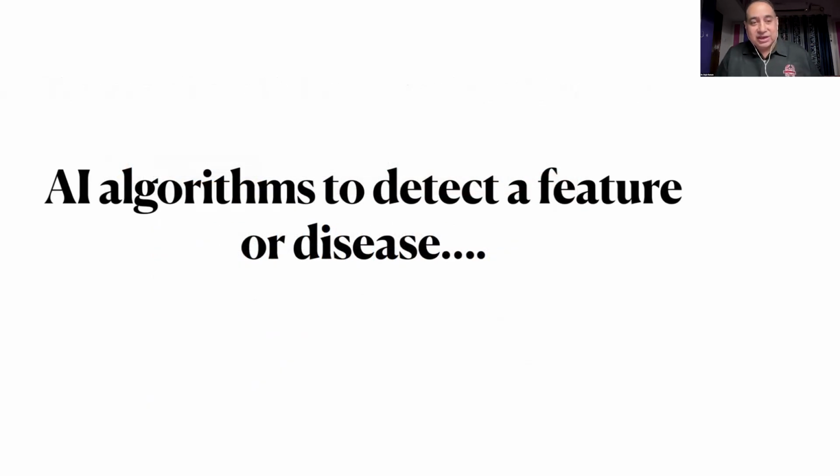The last couple of years, I would say, AI algorithms have really paved the way. And if you look at PubMed every month, there are many articles coming out trying to develop AI algorithms to detect a feature or detect a disease.